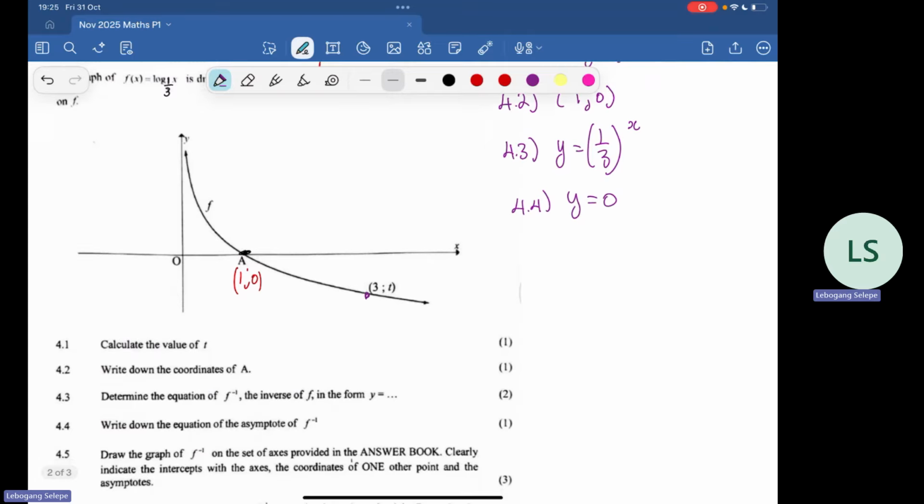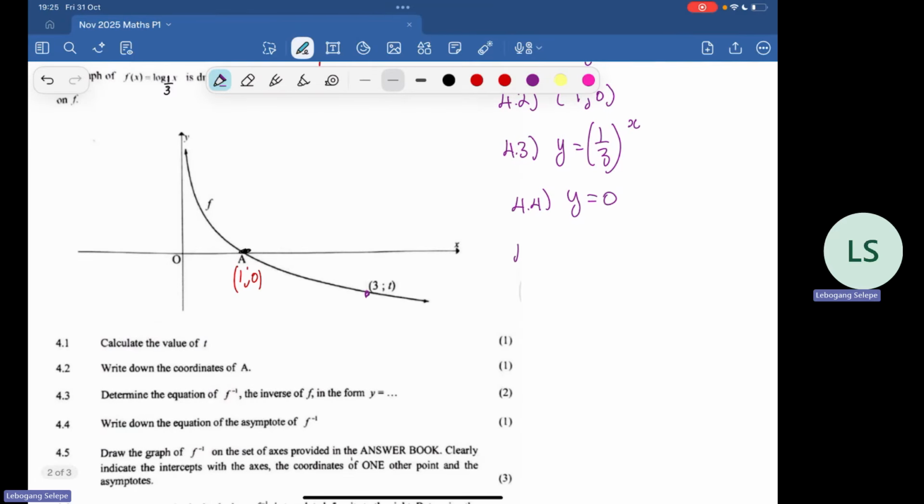Let's move on to 4.5. They're actually asking us to draw the graph. We have already done that, but let's draw it again here. I'm just going to use red to draw it, approaching the asymptote, as you can see. This is the y-axis, this is the x-axis. The coordinates here are 1. Then we can call this y equals 0 as well, just to show that it's the asymptote.